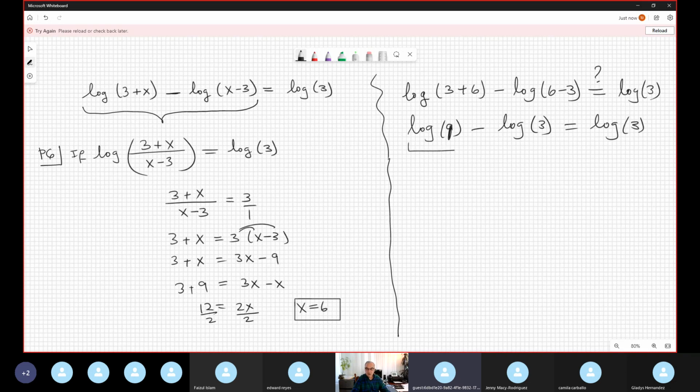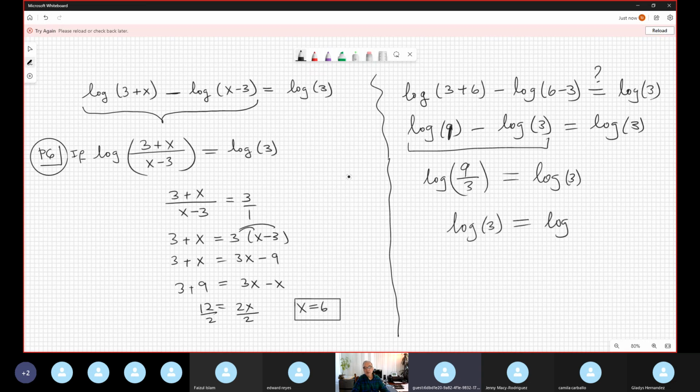You condense this again, similar. Is the logarithm of 9 over 3. One more time using the property number 6. Is equal logarithm of 3. It's obvious que yes, because 9 divided by 3 is 3. You get the true statement. Therefore, the solution 6 is perfect. This is our solution set. 6. Any question?